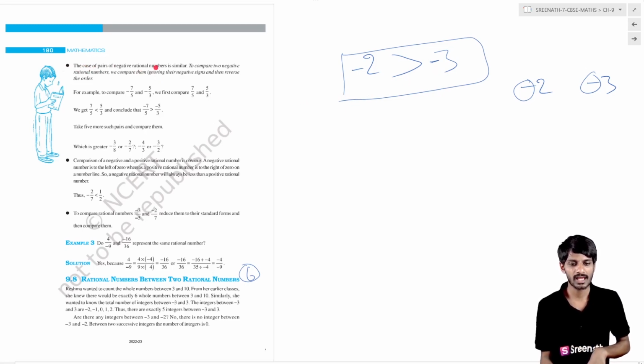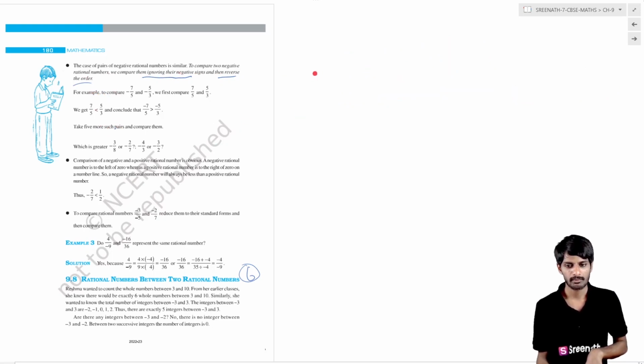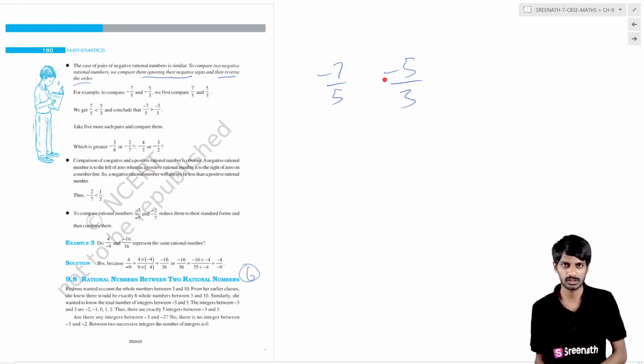The case of a pair of negative rational numbers is similar. To compare two negative rational numbers, we compare them ignoring their negative signs and then reverse the order. Simply reverse the order. Here minus 7 by 5 and minus 5 by 3. We have to compare both these numbers.